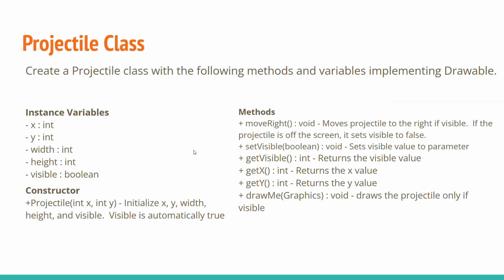So projectiles. You should look at your starter code and you should see the projectile class with the following methods and variables that implements drawable. Remember, that's an interface we created that allows us to draw it. It's going to have these instance variables, a constructor, and then methods.